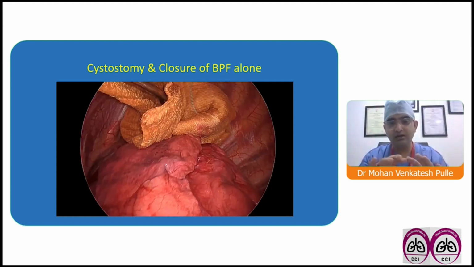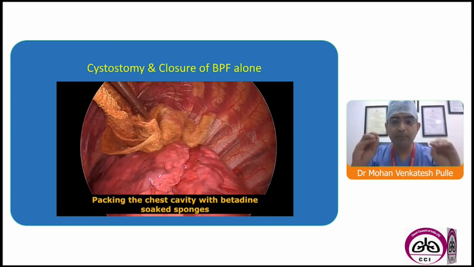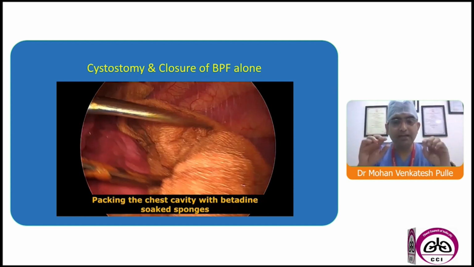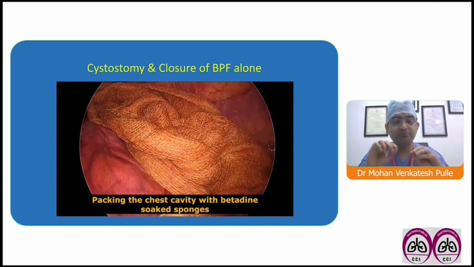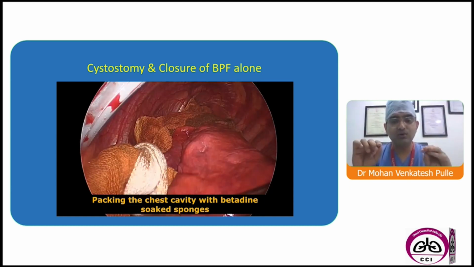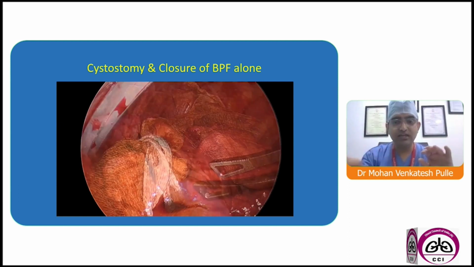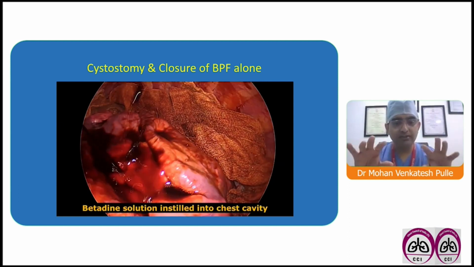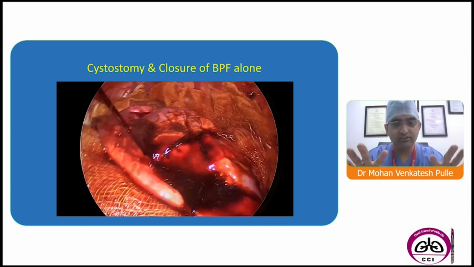Once we do the decortication, we pack the whole of the chest cavity with betadine-soaked sponges so that if any minor spillage happens, it acts as a scolicidal agent. So you can see all of the chest cavity has been packed with betadine, and betadine has been instilled into the chest cavity.